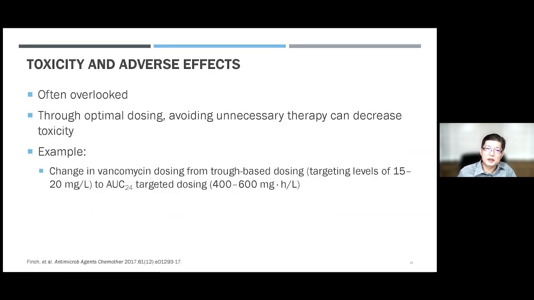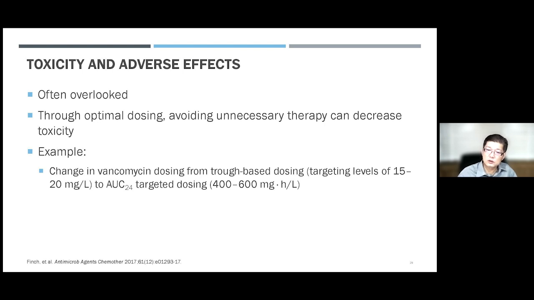An important metric that is commonly overlooked is toxicity and adverse effects. This is commonly overlooked as a metric, though optimal dosing and avoiding unnecessary therapy can, in theory, decrease toxicity. A clear example is the use of vancomycin.